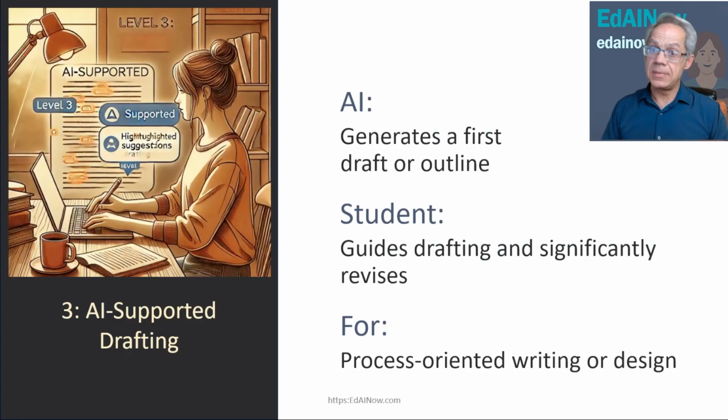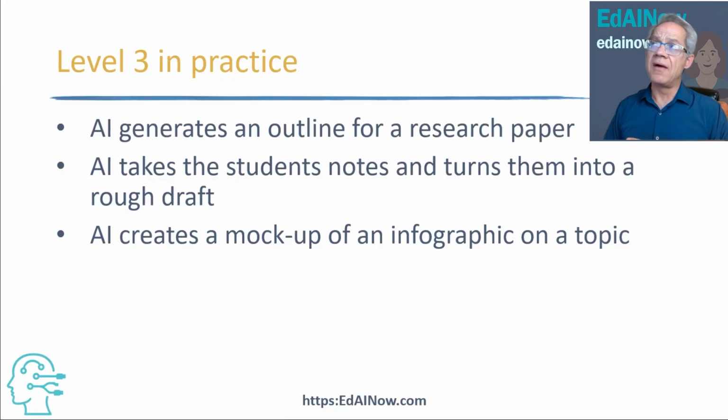Level 3 is where the AI is actually beginning to contribute to the content of the product or content of the assignment. The AI is generating a first draft, a rough draft, or generating an outline for this, and then the student takes that, significantly revises it, guides the drafting process, directs the AI exactly what should be done and what it should cover to produce that rough draft that the student then takes, revises, and submits. So a first draft for a research paper, that's level 3.